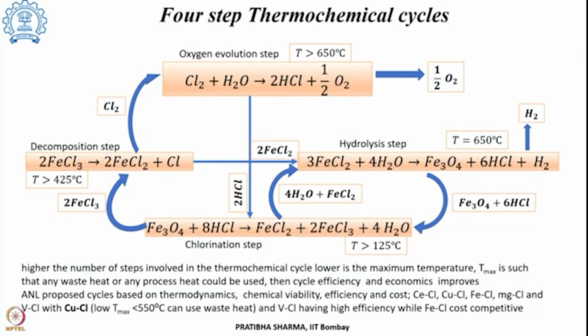So, there are several such 4 step cycles which have been studied, identified, and some of these demonstrated already. The FeCl2 which is being produced is from Fe3O4. So, that is the chlorination step, reacting with HCl to produce FeCl2, FeCl3 and H2O. This is however a lower temperature step which takes place at slightly higher than 125 degree centigrade. Now, the FeCl2 which is produced undergoes a hydrolysis step producing Fe3O4 and HCl and producing hydrogen. So, the first step is the chlorination step, the second step is this hydrolysis step.